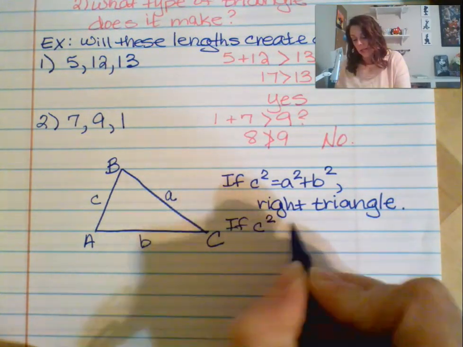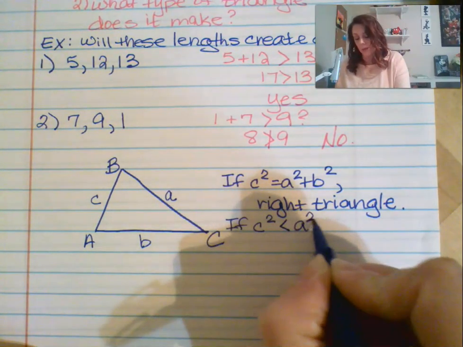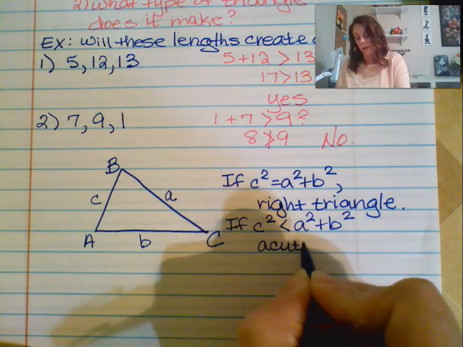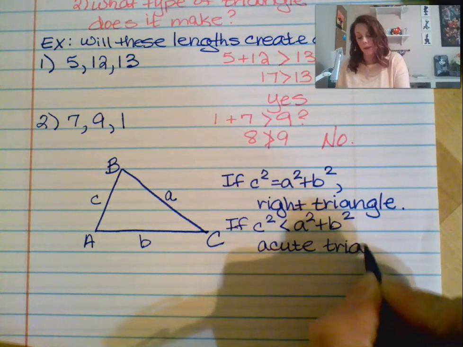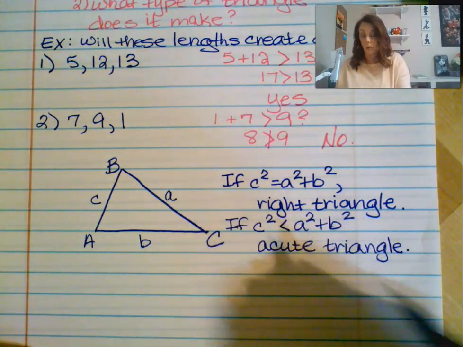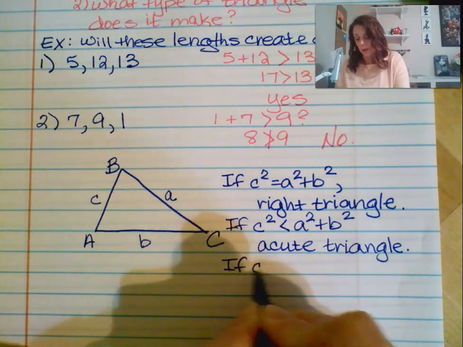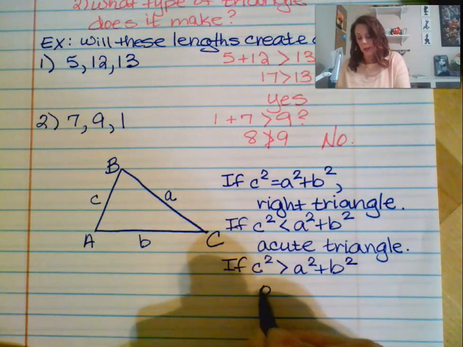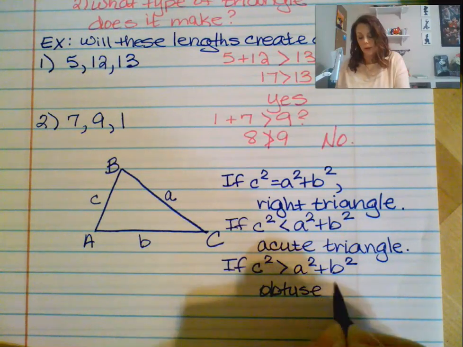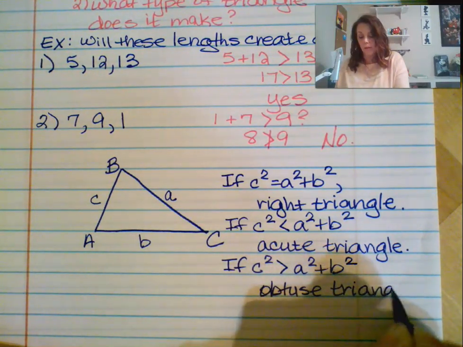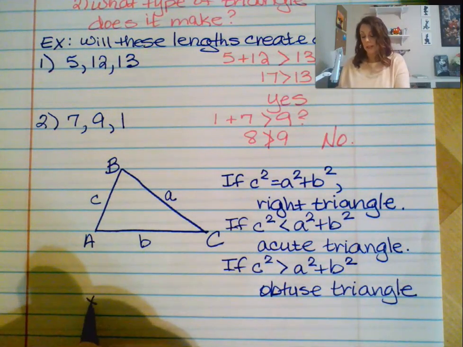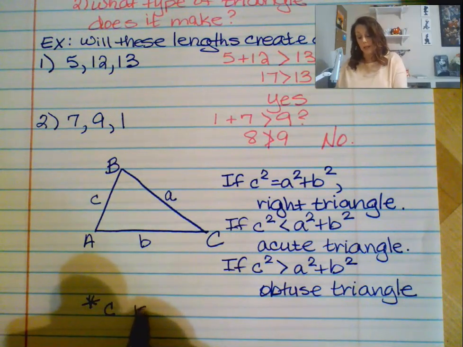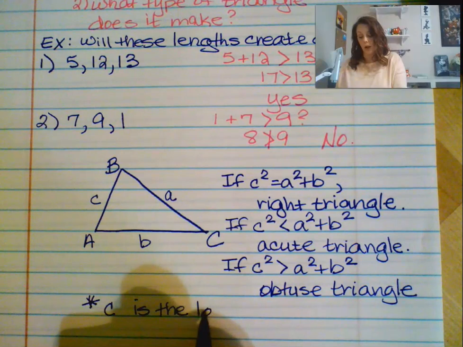If c squared is less than a squared plus b squared, then we get an acute triangle. And you can probably guess what the other one will be. If c squared is greater than a squared plus b squared, then we get an obtuse triangle. Now, there's something important to note here, and this is highly important. C in these equations, or in these inequalities, is the largest side. It's the one that's longest.